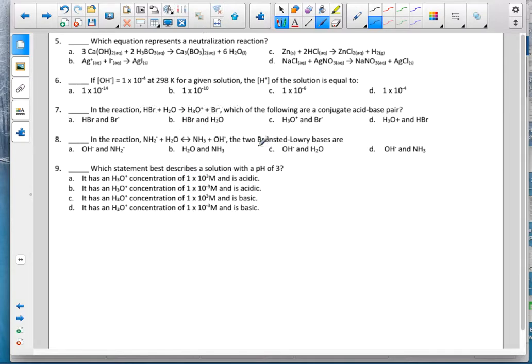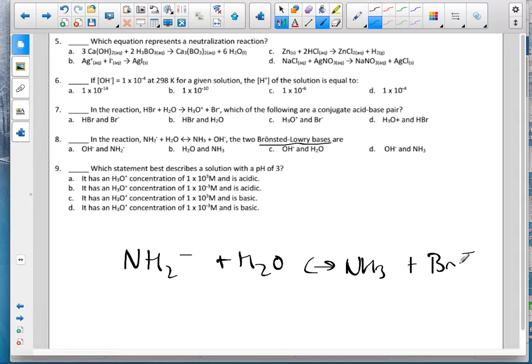Next one, 2 Bronsted-Lowry bases. The definition of a base is that it gains an H. So if you think about it like this, NH2 minus plus H2O, arrow, NH3, and then I'm going to get plus Br minus. If I look right here, did I copy that right? No, I copied the wrong one. Hold on a second. It's going to be OH minus.